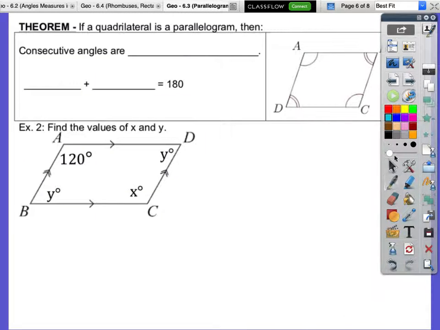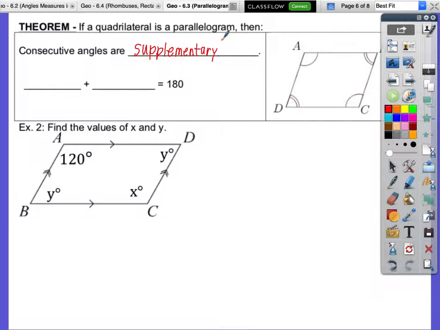Olson. Okay, so we have another theorem. If a quadrilateral is a parallelogram, then consecutive angles, consecutive means they're next to each other, are supplementary. What's supplementary mean? Add up to 180. Okay, supplementary means they add up to 180.